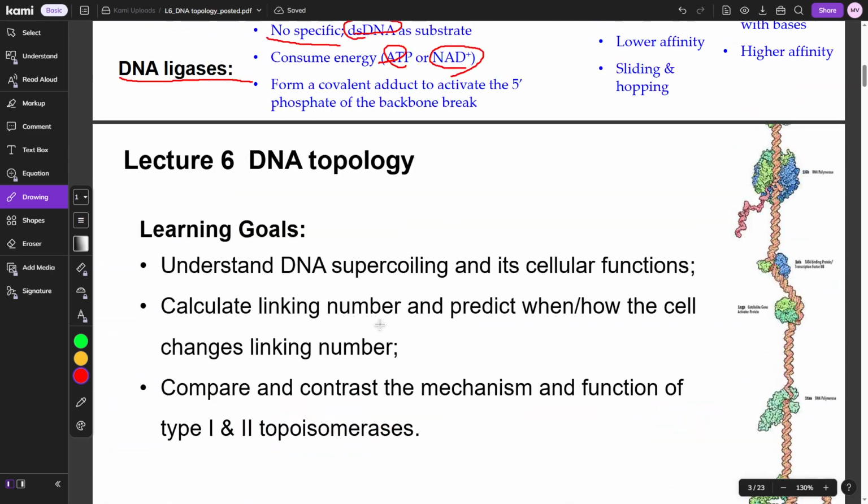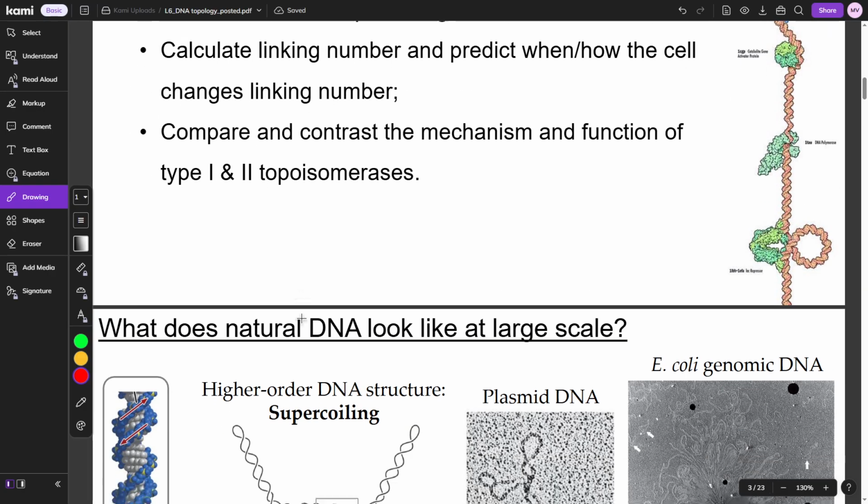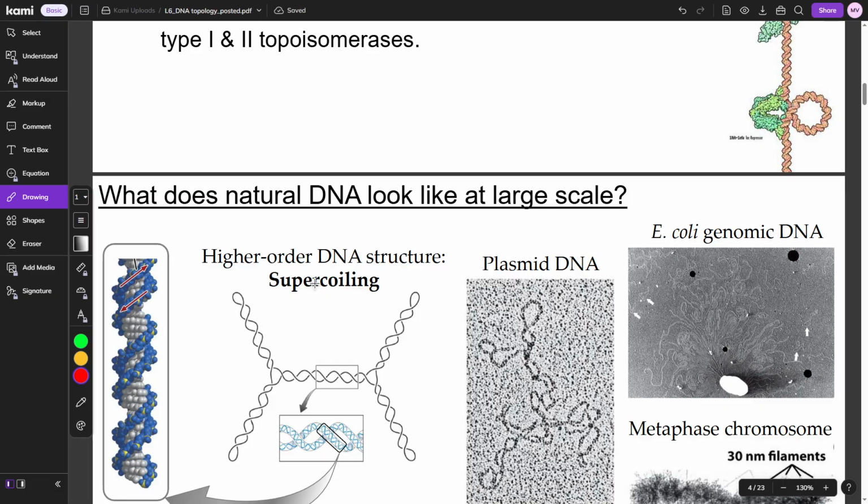But let's go ahead and move on to DNA topology. This lecture is pretty confusing, I'm not going to lie. Even I'm a little bit shaky on it. But we'll cover understanding DNA supercoiling and cellular functions, how it works, linking number and all that stuff, and then comparing types of topoisomerases. This is a bit of a weird section.